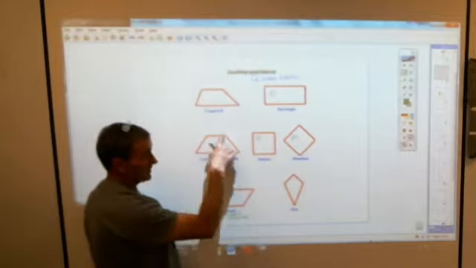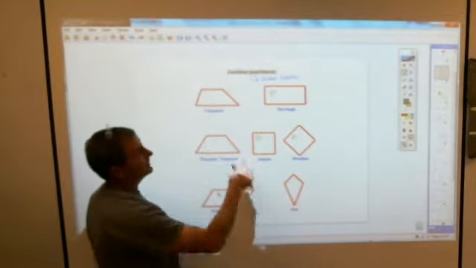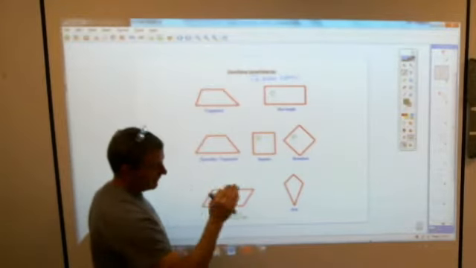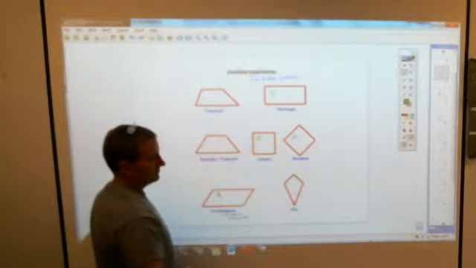This does not. This has one set of parallel sides. This has no sets of parallel sides. This also has one set of parallel sides. Got it? Good. Those are the only 4 parallelograms on this piece of paper.